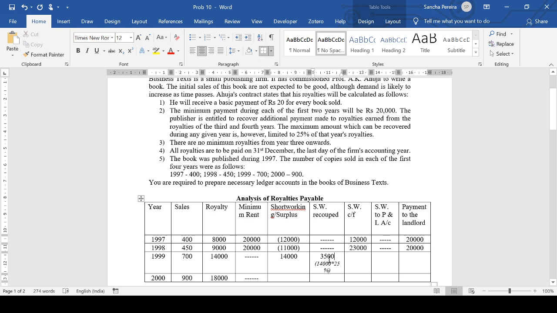Okay, so if we can't recoup the entire thing, how much do we carry forward? Out of 23,000, 3,500 has been recouped. So basically 19,500 can be carried forward. So we still don't transfer anything to the P&L account. Another question is how much are you going to pay? You have a royalty of 14,000, but out of 14,000, the 3,500 has been used for recoupment. So basically 10,500 is what you're going to pay. Is that clear? Okay.